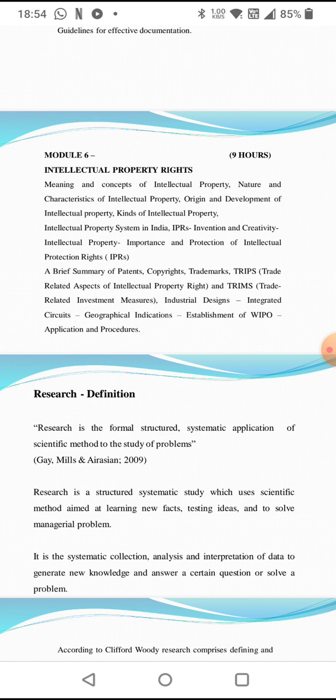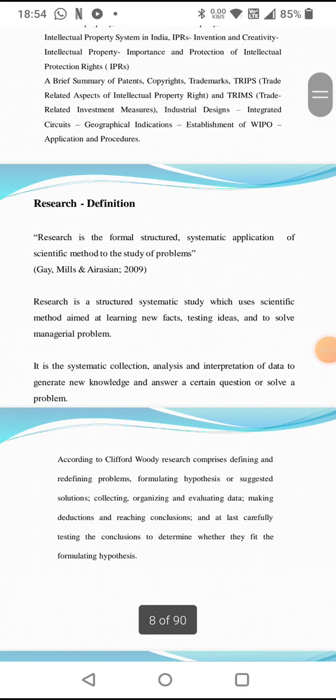So this was about all 6 modules which are prescribed for your research methodology and IPR subject. So we will start with module 1, and we are in video 1 of this RM, right?